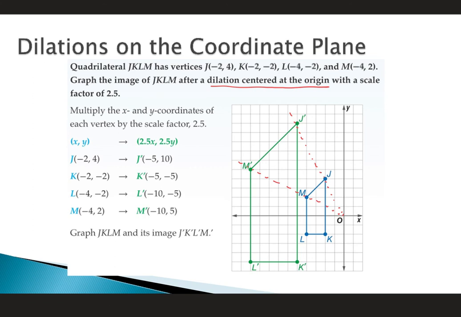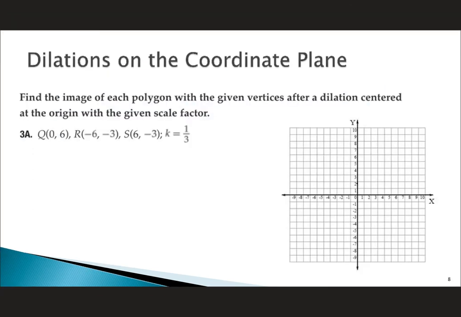Ta-da! But they still go through the vertices of the image and the pre-image at the same time. Okay? If we were reducing the image, then it would be closer to the origin, and it would be smaller than the pre-image. All right, let's go ahead and practice.